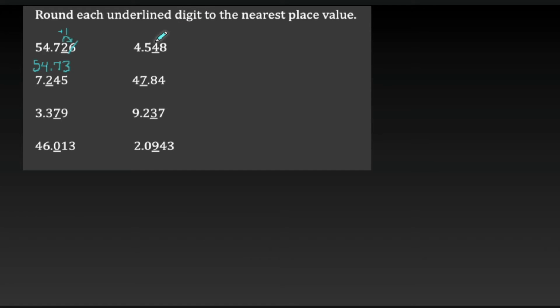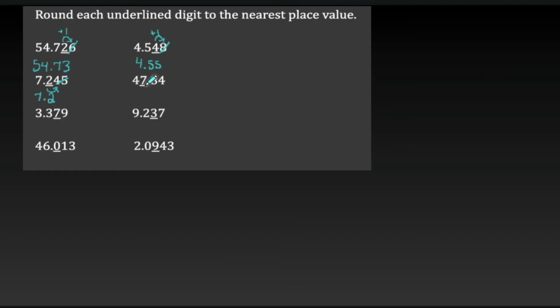So here we need to round the 4, and we look to its immediate right, which is 8. It's 5 or more, so we need to add 1 to 4. That gives us 5. So therefore, this is 4.55. Drop the 8. Now we have 7.245. Looking over to its immediate right, it's a 4, so it's less than 5. That means we keep this 2 the same and drop every other digit to the right. So this becomes 7.2.